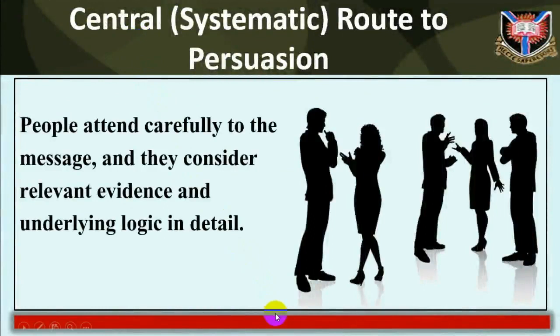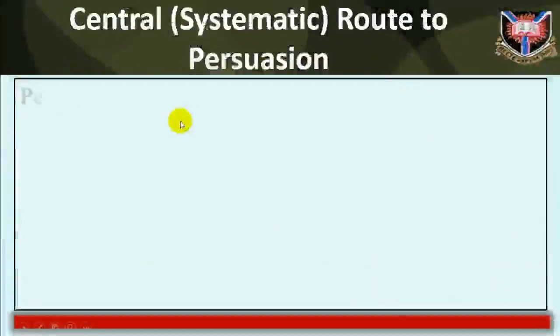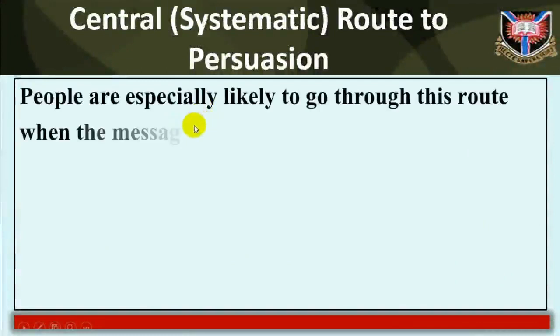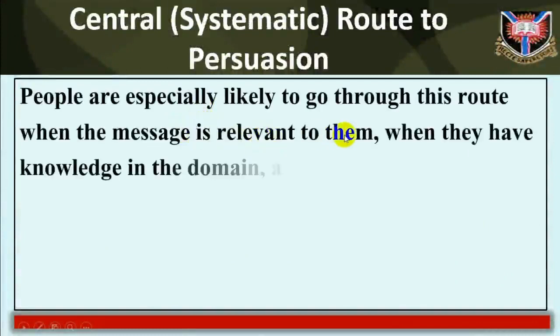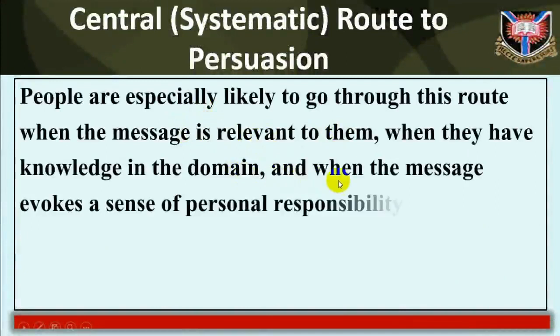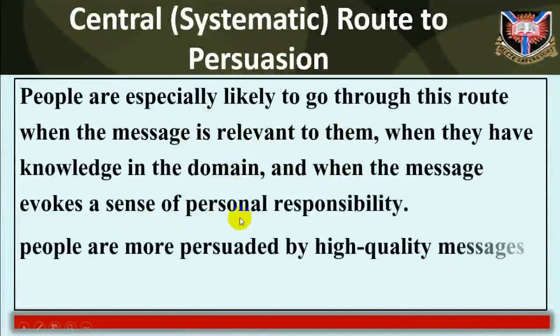When using the central route to persuasion, people attend carefully to the message, and they consider relevant evidence and underlying logic in detail. People are especially likely to go through this route when the message is relevant to them, when they have knowledge in the domain, and when the message evokes a sense of personal responsibility. When going through the central route, people are more persuaded by high-quality messages.